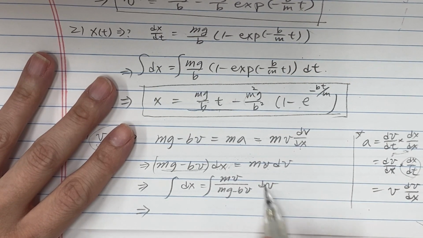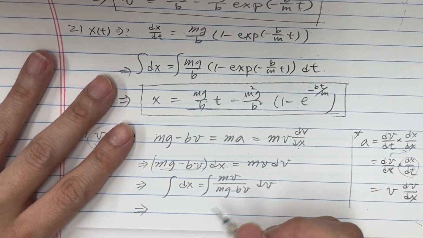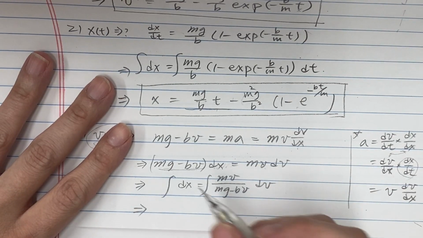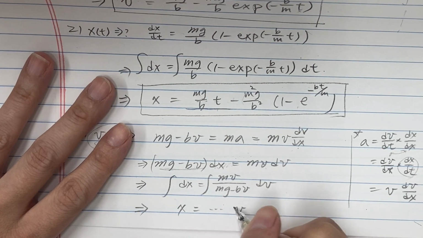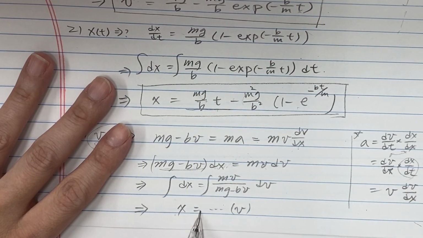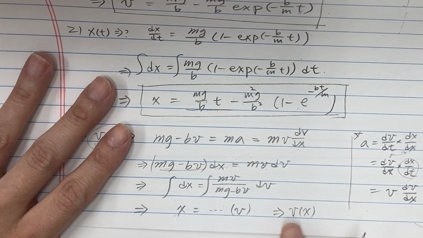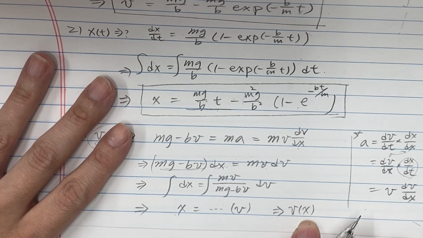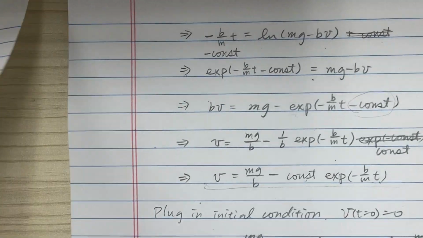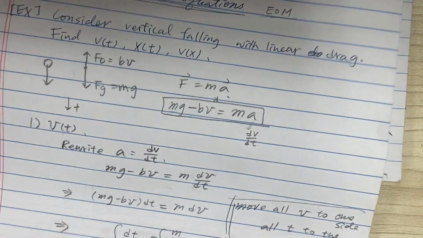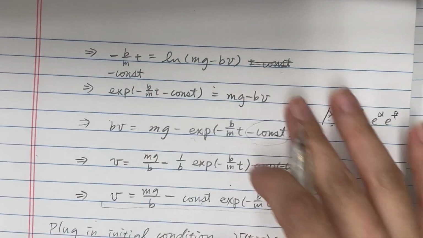You can do some substitution, or you can look it up on the integral table, or you can use mathematics or whatever. But eventually, you will get an x in terms of v, and when you isolate v, then you can find the function of v in terms of x. Okay, so let's come back, and so this is a general process to solve a differential equation of motion.